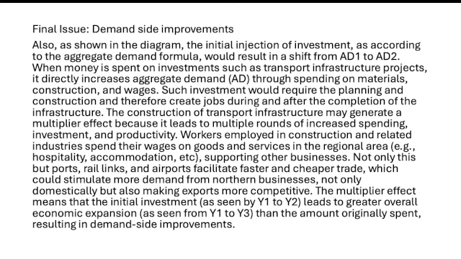So the construction of transport infrastructure may generate a multiplier effect because it leads to multiple rounds of increased spending, investment and productivity. So workers employed in construction and related industries spend their wages on goods and services in such regions, which will obviously help support those businesses. But not only this, but ports, rail links and airport facilities, faster and cheaper trade, which could stimulate more demand from northern businesses. So not only does it help domestically, but it can also support with export potential, making their exports more competitive. So that causes an overall impact as seen from Y1 to Y3.